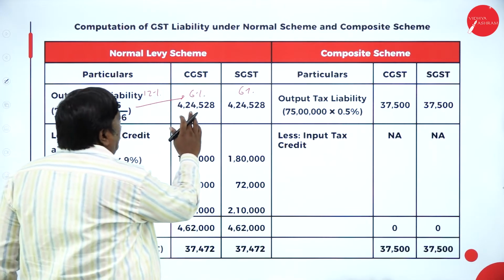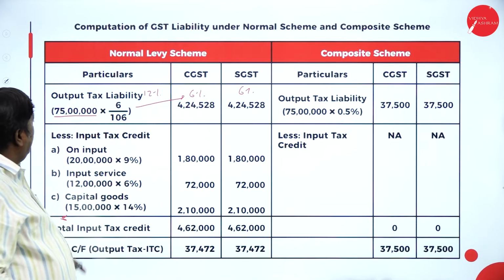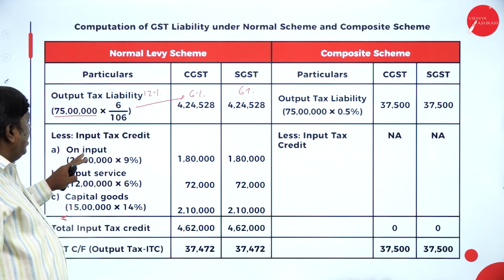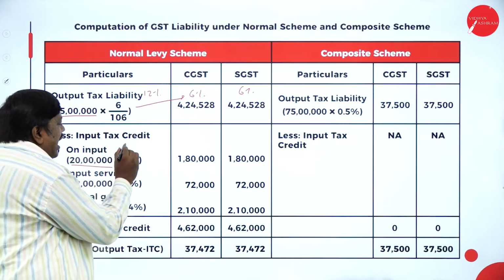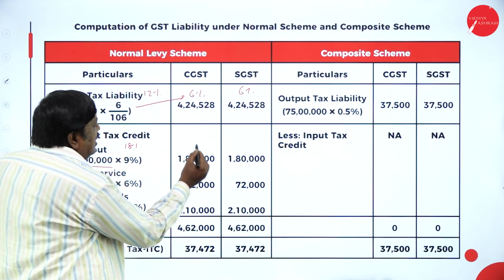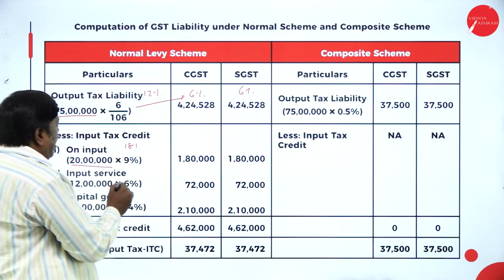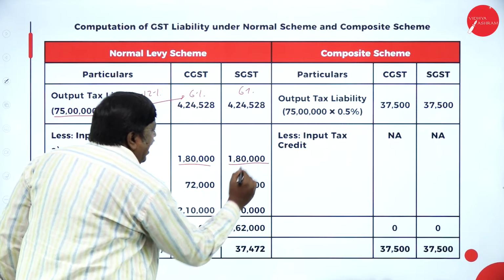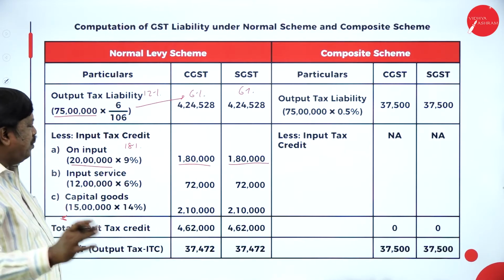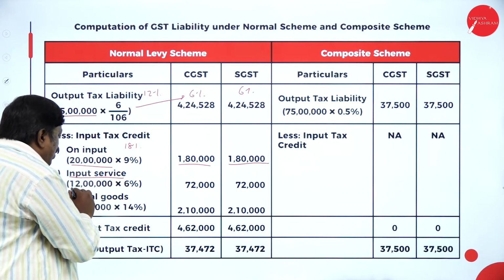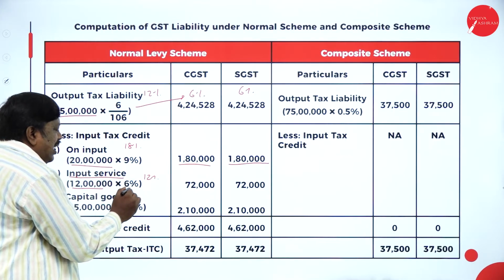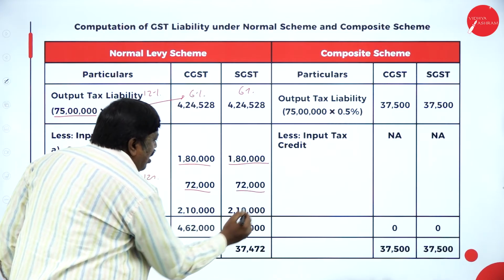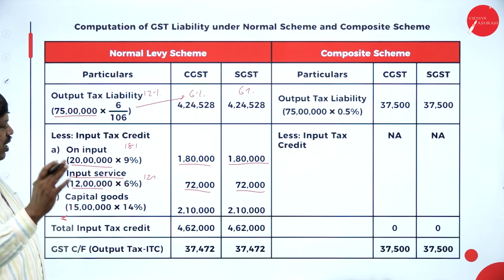So here it is 4,24,528. This is the tax that has been collected. And the tax we have paid: on input of 20 lakhs, it was 18%, 9% for CGST and 9% for SGST. On 20 lakhs, 9% will be 1,80,000 that I have paid, and 1,80,000 more. Totally 3,60,000 was the tax paid. On input services, 12 lakhs, it is 12%, 6% CGST, 6% SGST. That will be 72,000. So totally I have paid 1,44,000.